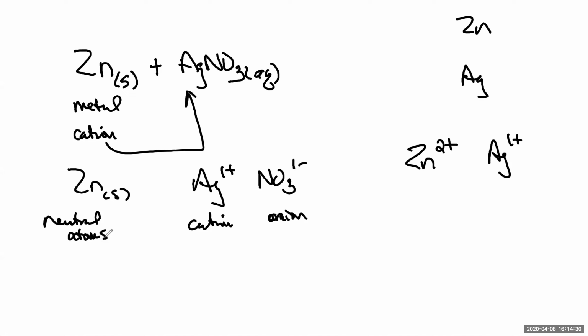When my reaction takes place, since zinc is more reactive than silver, zinc is going to replace silver in the compound. And so what I really want to end up with, in name, is zinc nitrate and silver atoms. So what is the formula for zinc nitrate?